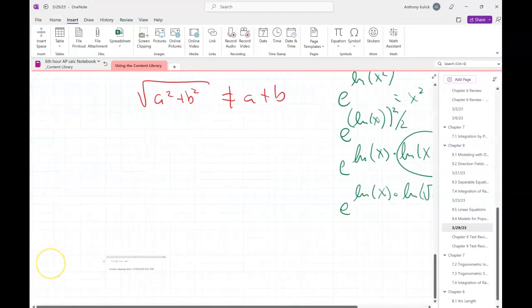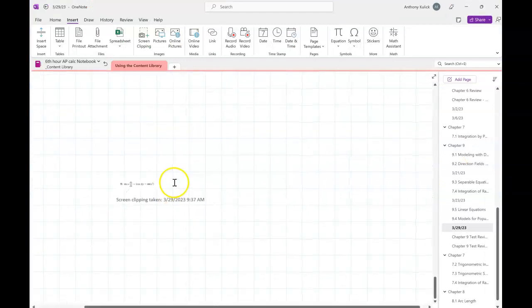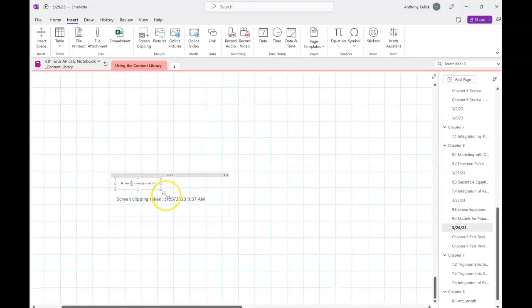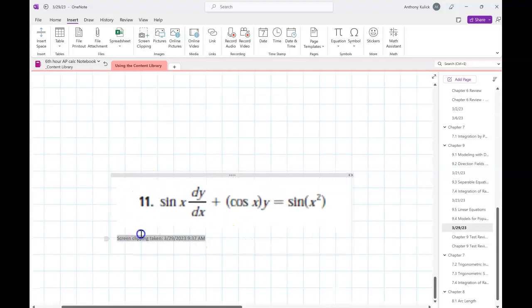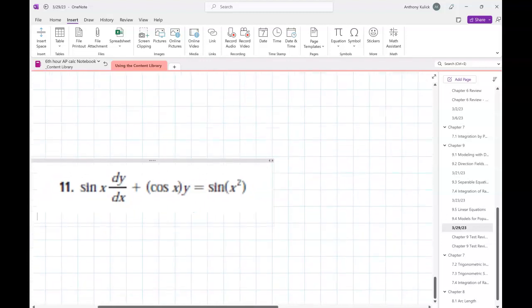Oh boy, that's really small. You sure anything was actually there, Kulik? All right.